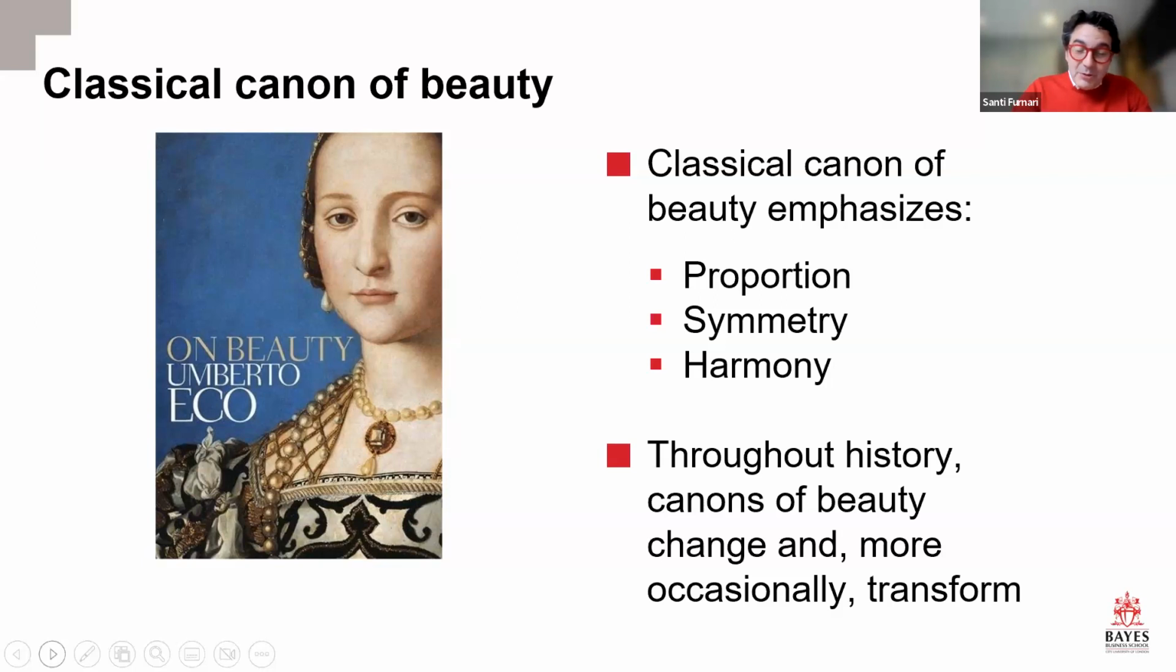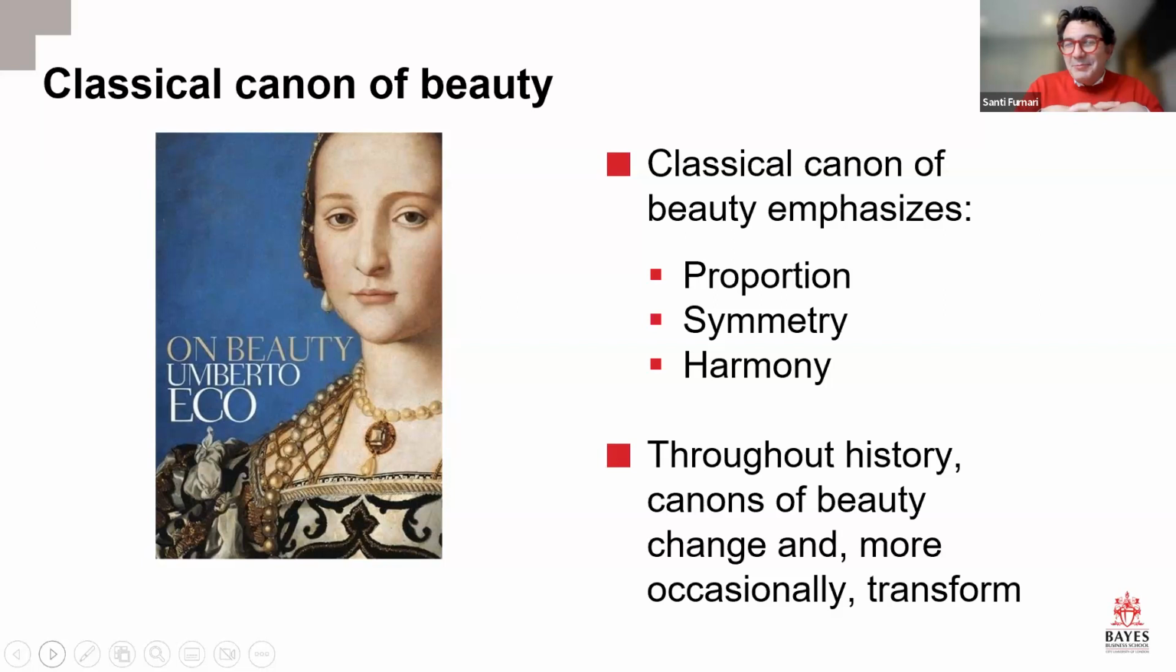And in this beautiful book full of pictures and paintings, what Umberto Eco does is provide, if you want, an historical overview of canons of beauty and how canons of beauty evolve. And what seems to be almost defining a classical canon of beauty is three features. First of all, proportion, second, symmetry, and third, harmony. And this is across history.